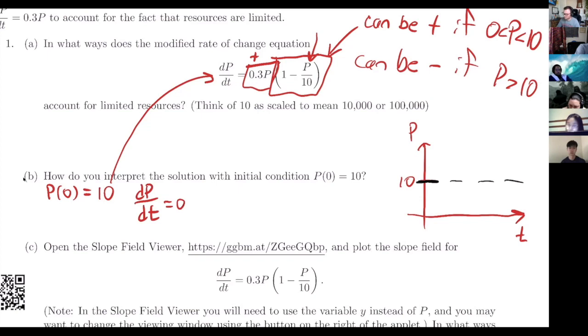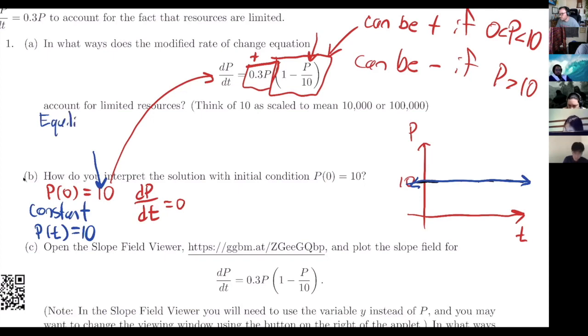And I can actually draw what that solution looks like in here. So this is a constant solution. If we start with 10, then P is going to stay constant at 10 forever. So one thing we would call it is an equilibrium solution. Remember, equilibrium solutions are constant solutions. These are solutions that when we plug them into the differential equation, we should get 0 for dP/dt.